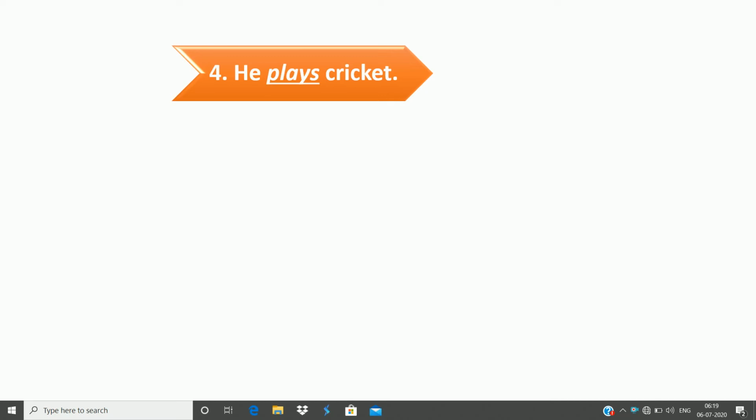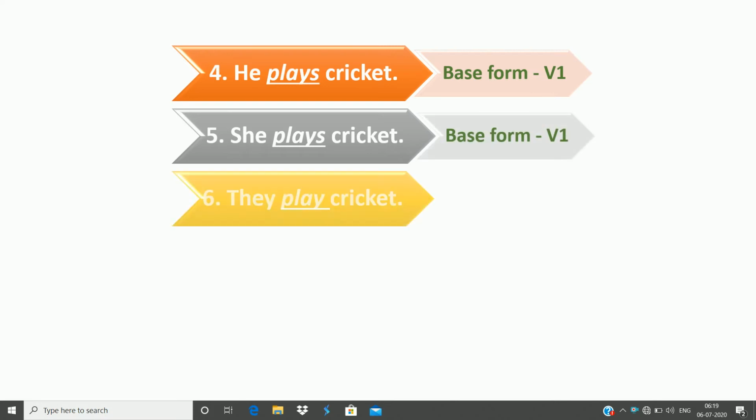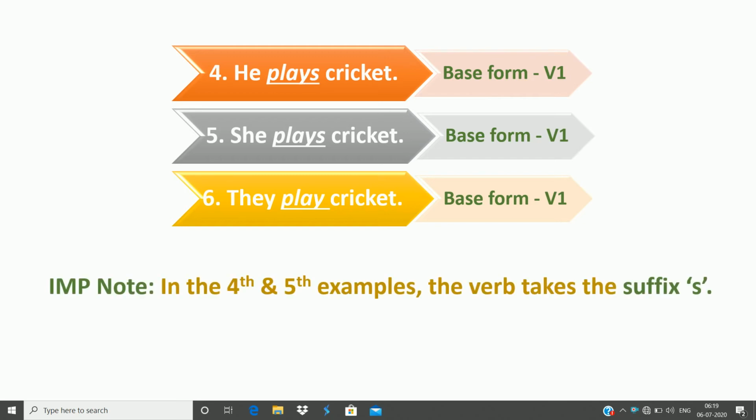Let's look at this example. He plays cricket. In it also, we have a base form of the verb that is V1. In the fifth example, she plays cricket. Here also we have V1. In the last example, they play cricket. Here also we have V1. But look at the subjects of all of these three examples. He, she, and they. Actually, they are in third person.